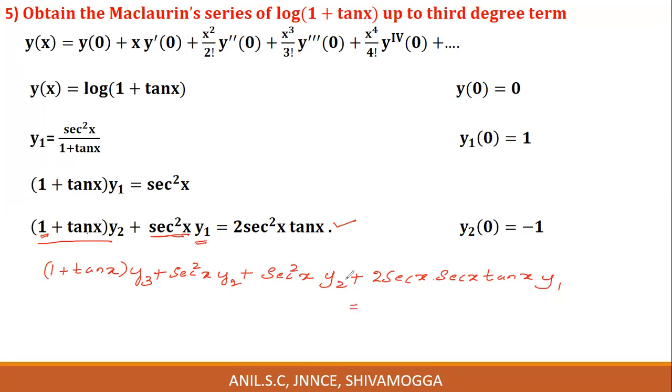This is equal to, now differentiate the right hand side. 2 secant square x is to be treated as the first function, keep it as it is. 2 secant square x into the derivative of tan x, which is secant square x, plus. Now differentiate 2 secant square x. The derivative of 2 secant square x is 4 secant x, into the derivative of secant x, which is secant x into tan x, into this tan x as it is.